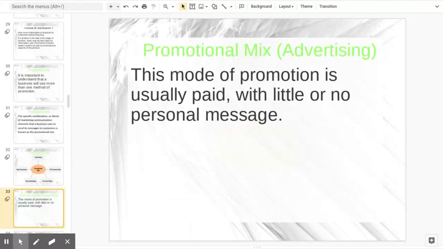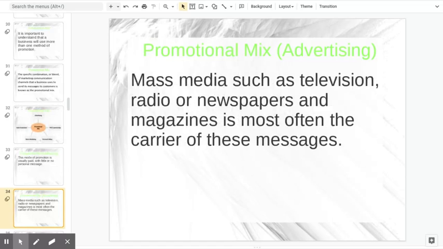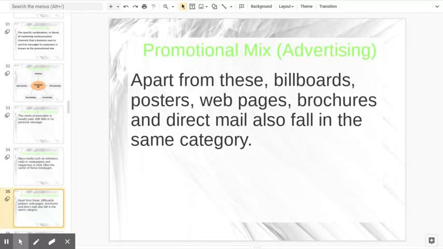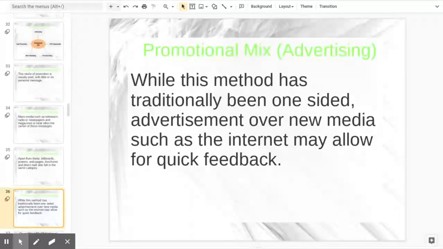This mode of promotion is usually paid with little or no personal message. We are paying for what we're doing. That's the big thing that I want you to take away from advertising. It costs. Mass media, such as television, radio, or newspaper and magazine, is most often the carrier of these messages. That's where we're going to see a lot of it because that's where a lot of it goes through. You can probably add social media to the list. Apart from these, billboards, posters, webpages, brochures, and direct mail also fall in the same category. These are all forms of paid advertising.